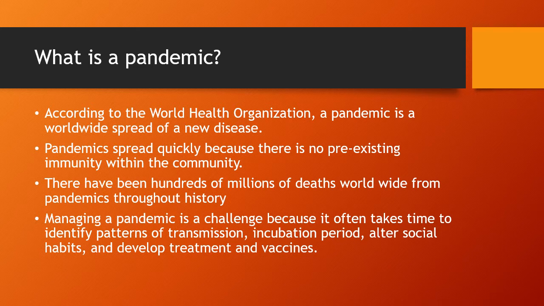According to the World Health Organization, a pandemic is a worldwide spread of a new disease. Pandemics spread quickly because there is no pre-existing immunity within the community. Throughout history, there have been hundreds of millions of deaths worldwide from pandemics. Managing a pandemic is a challenge because it often takes time to understand the disease by identifying patterns of transmission, incubation, altering social habits, and developing treatment and vaccines. By the time these things have happened, the disease has already spread quite rapidly.